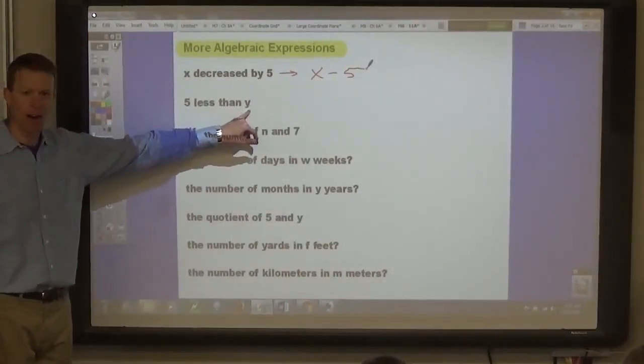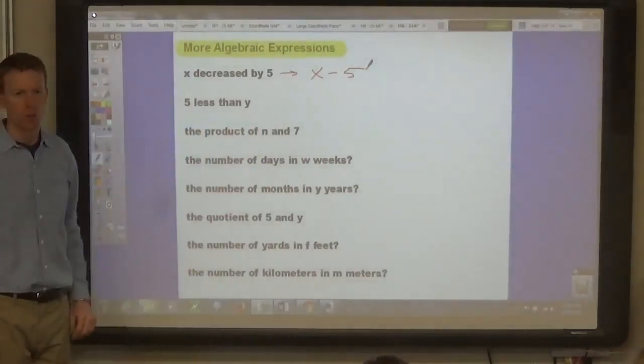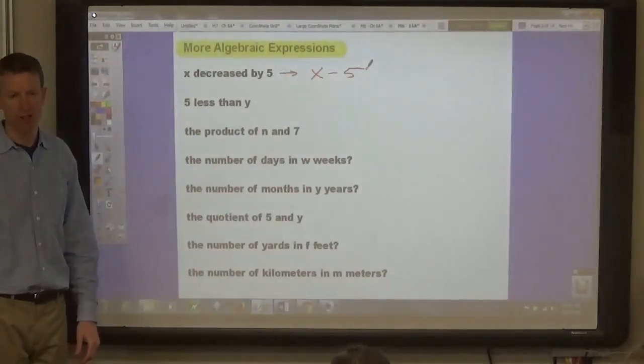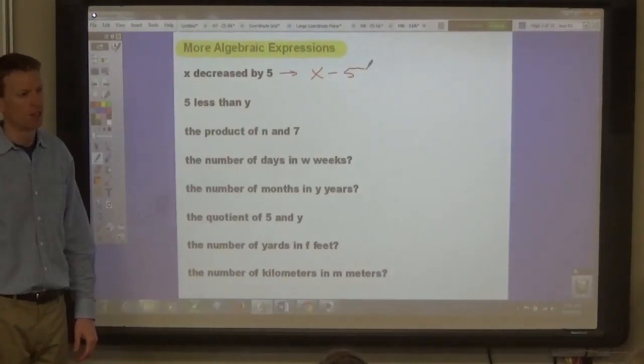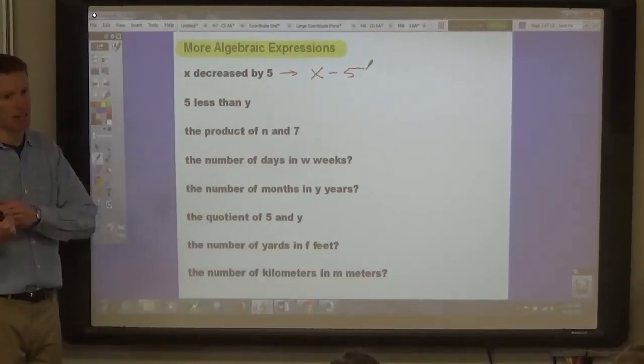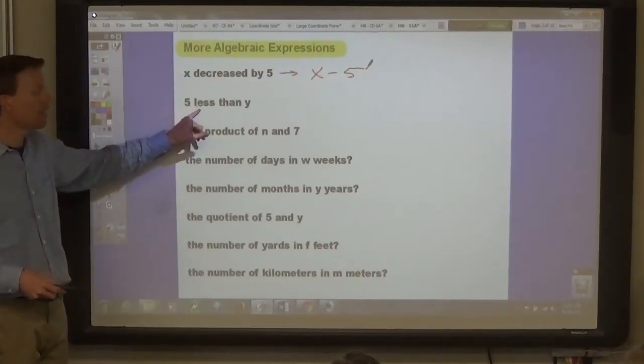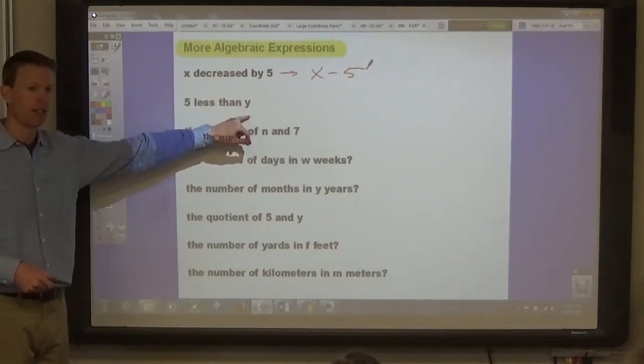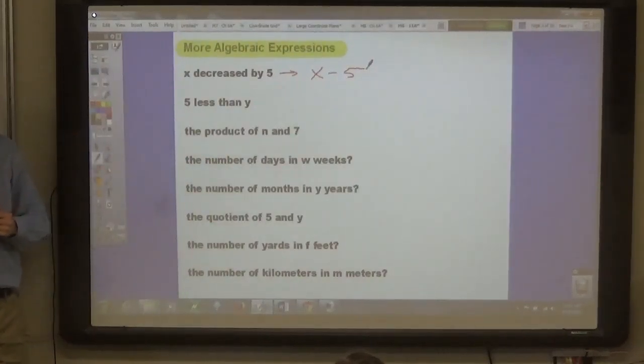Now, let's look at this one. 5 less than y. Which quantity are you starting with? Be careful on this one. 5 less than y. Brett? Put the 5 and then the less than sign, and put the y. No, 5 less than. And it doesn't say 5 is less than y. It says 5 less than y.